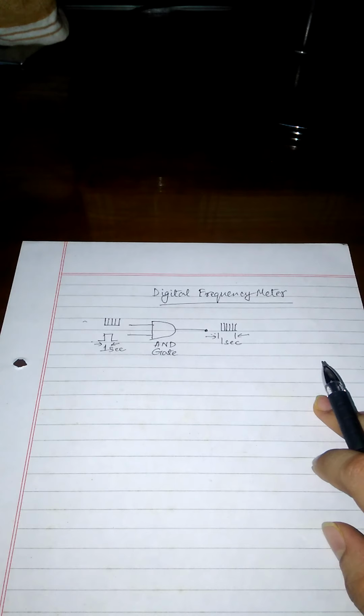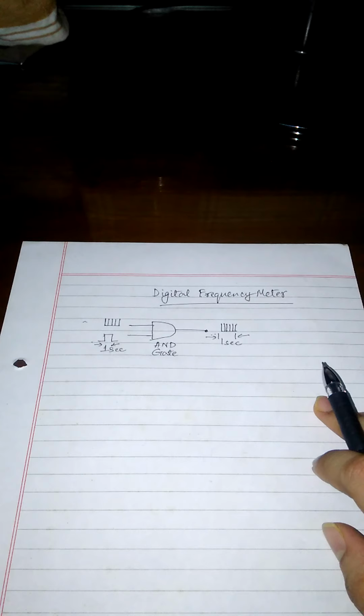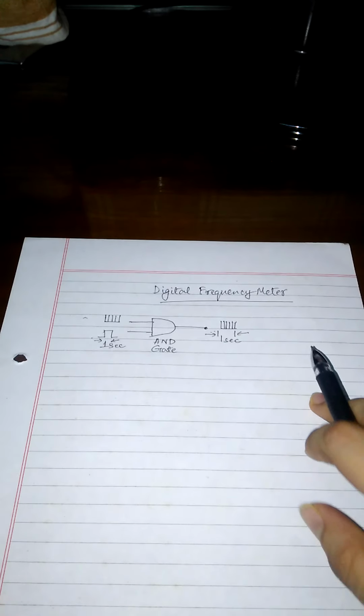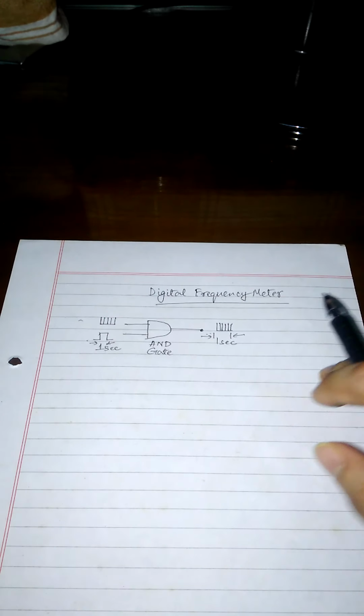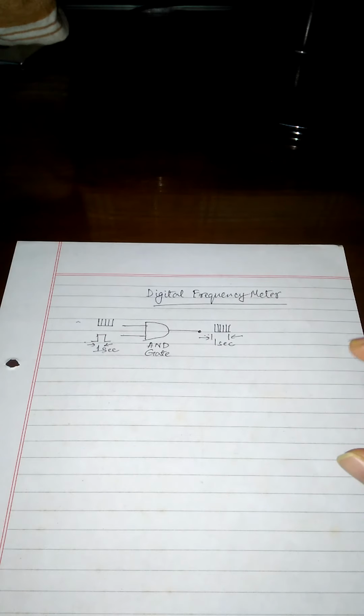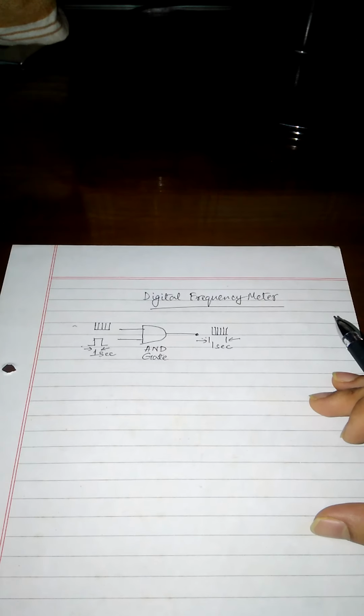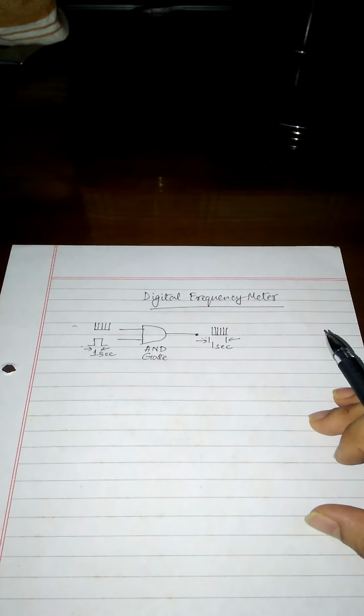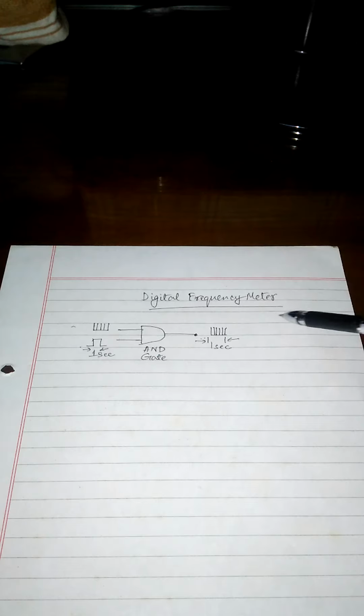This is the class of Electrical and Electronics Measurement. Today our topic is Digital Frequency Meter. In my previous session I have already concluded the basics of the digital instruments, how they work, the principles and the basic operations of the digital instruments we have already discussed. Now today we will discuss the digital frequency meter operations.